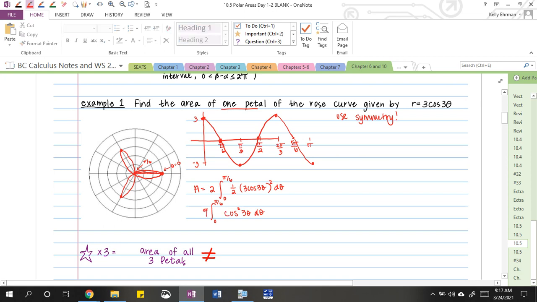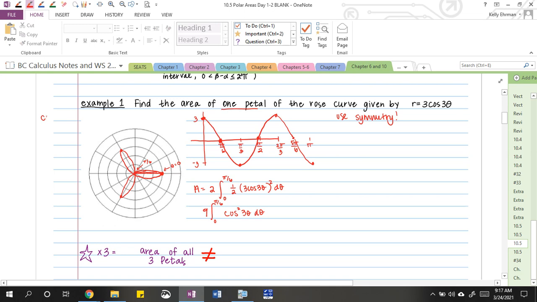Okay, now what about this? How do we integrate cosine squared of 3 theta? There are 2 trig identities that you do need to have memorized if this is a non-calculator part of an AP test. So if this is a calculator part, this is easy. I'm done. I'm typing it in, going on from there. But if it's not, I need to know formulas.